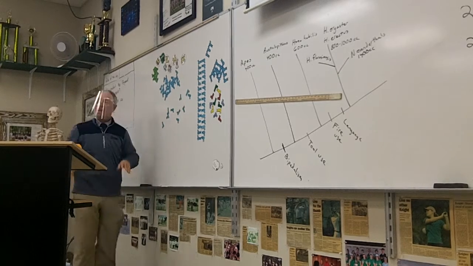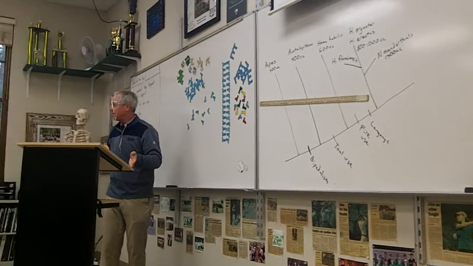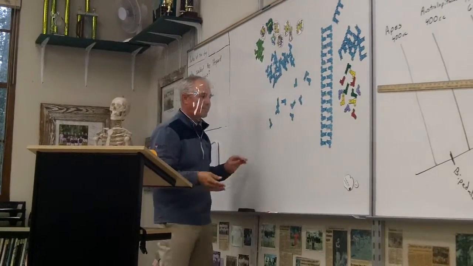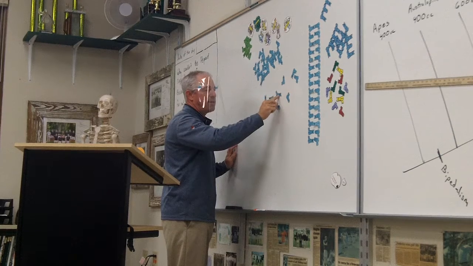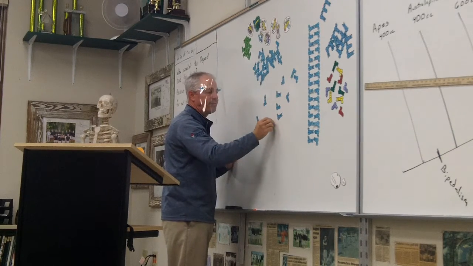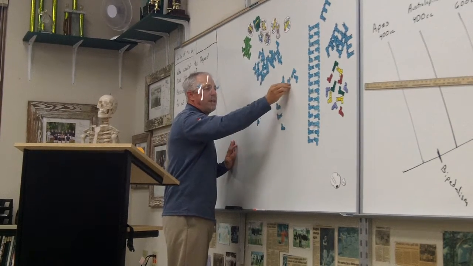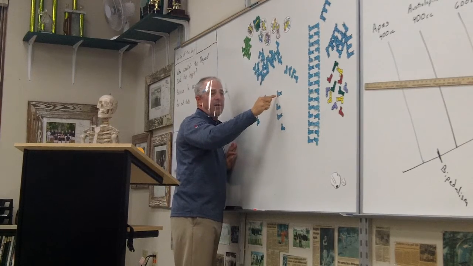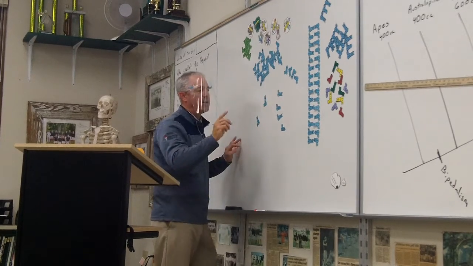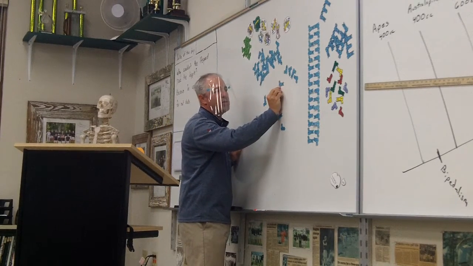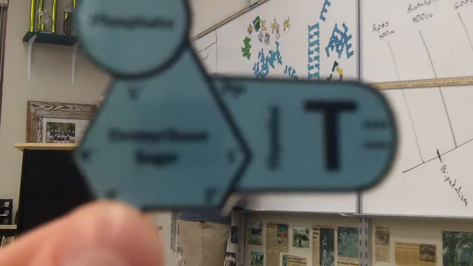Nucleotides. I've given you 4 nucleotides. Take a look at them. Each nucleotide has 3 parts. It has a sugar part. What's the sugar called? Deoxyribose sugar. And I want you to notice something. It's a 5-carbon sugar.